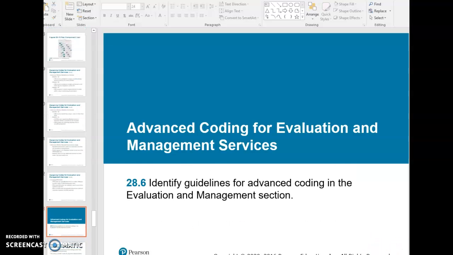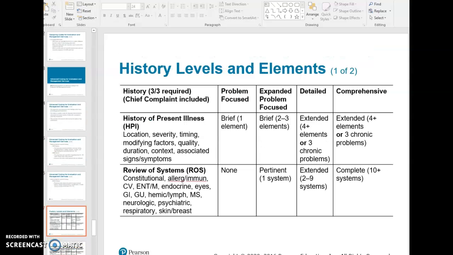And let's get down to the history levels. This chart is very, very helpful because you can see brief: you only look at one element. And notice the location, the severity, the timing, the modifying factors, what makes it better, what makes it worse. The quality: I'm sure you've been asked, is the pain on a scale of 1 to 10? What is your pain level? And 10 is the most intense pain.